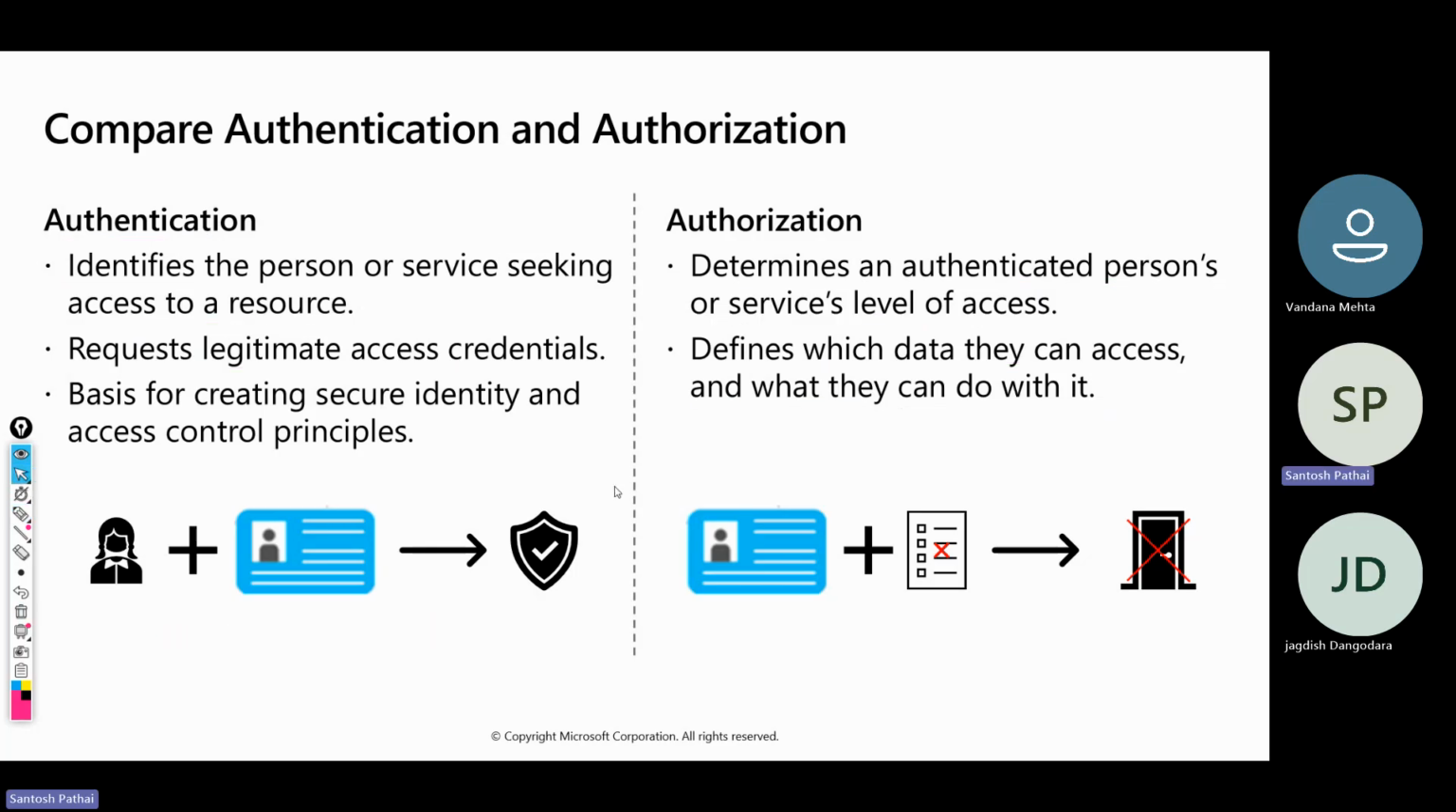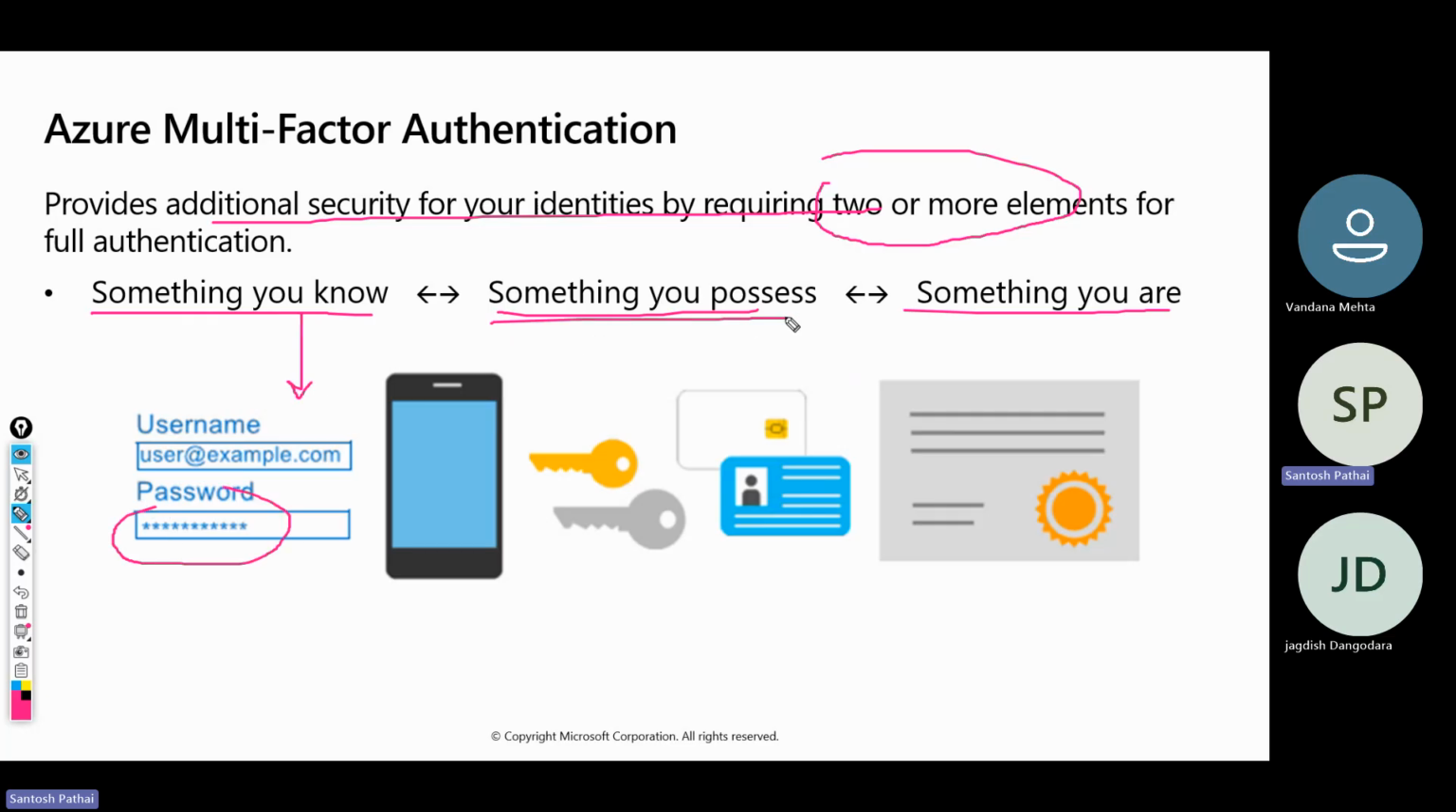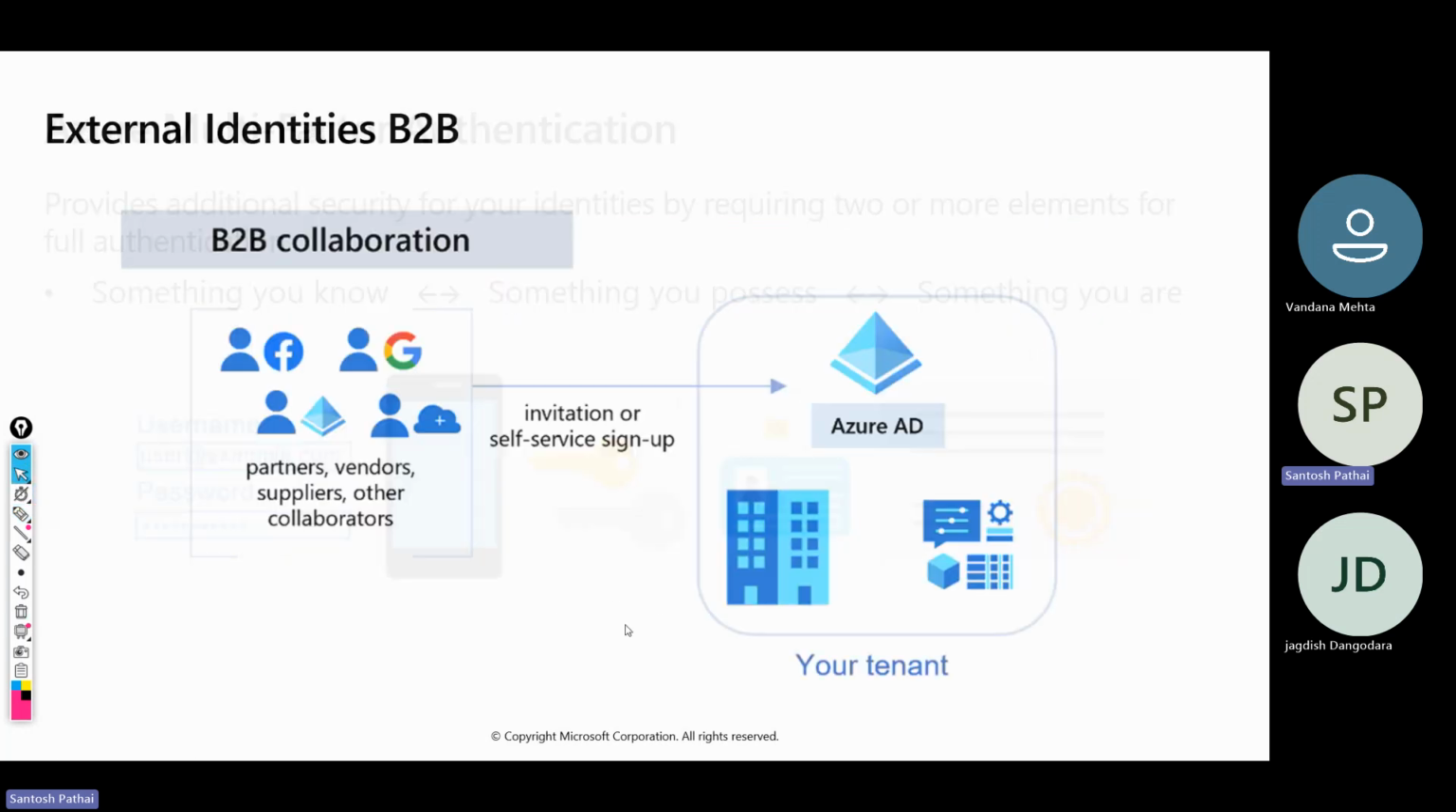Then we have multi-factor authentication. So what is multi-factor authentication? It provides additional security for identities by requiring at least two or more elements for full authentication: something you know, something you possess, and something you are, right? So these are the three parameters on which multi-factor authentication works. Something you know, for example, a password; something you possess, for example, an MFA device; and something you are, which you prove with the OTP or with the authentication app.